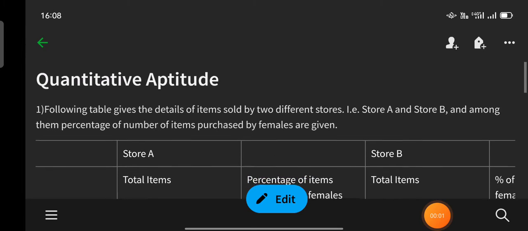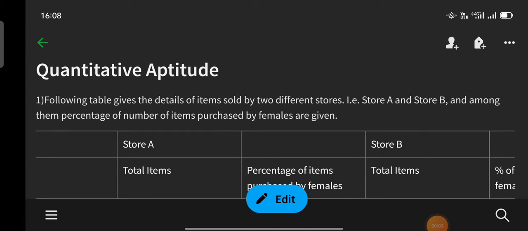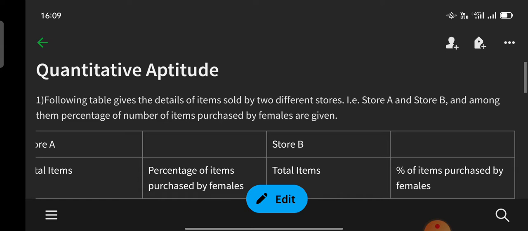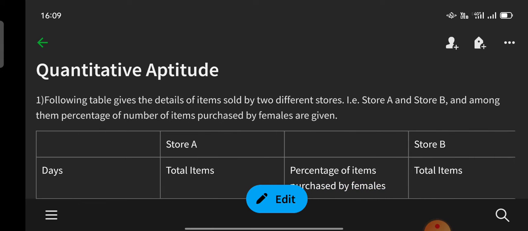So welcome to quant section. This is the quantitative aptitude section questions. The following table gives the details of items sold by two different stores, store A and store B, and among them the percentage of number of items purchased by females is given.